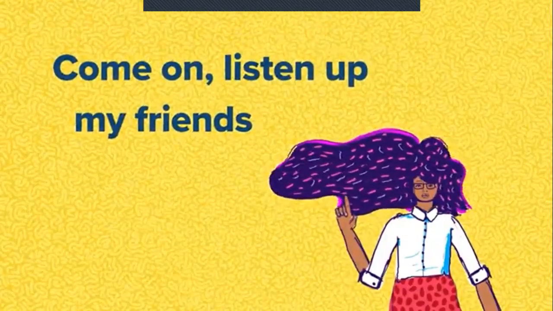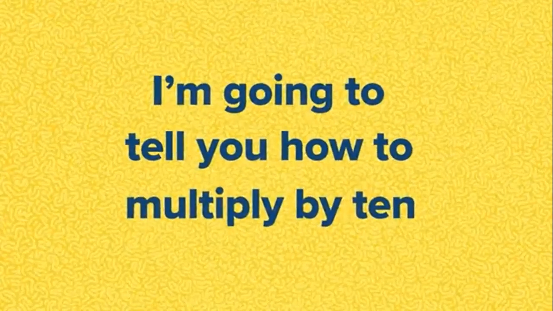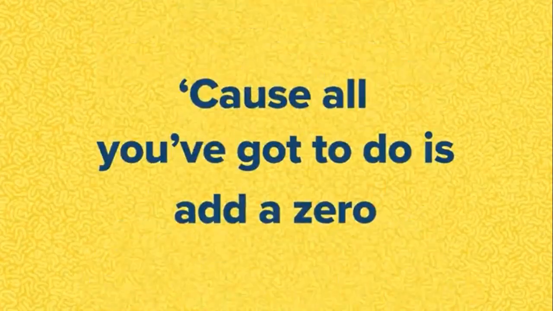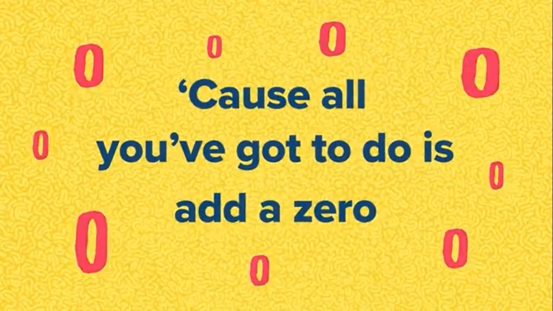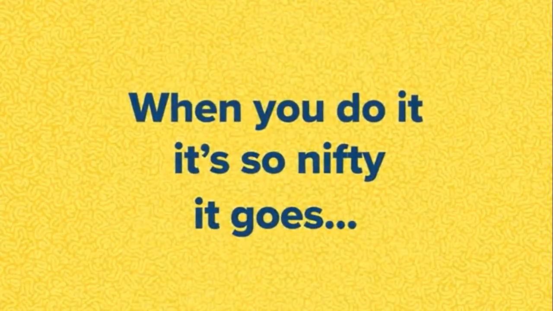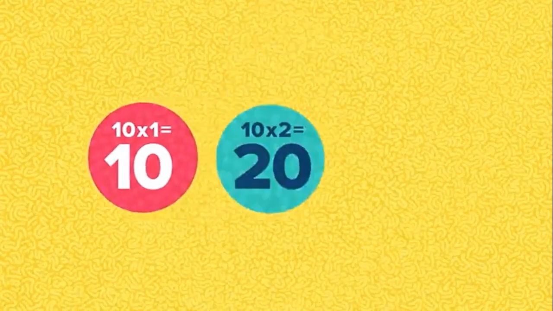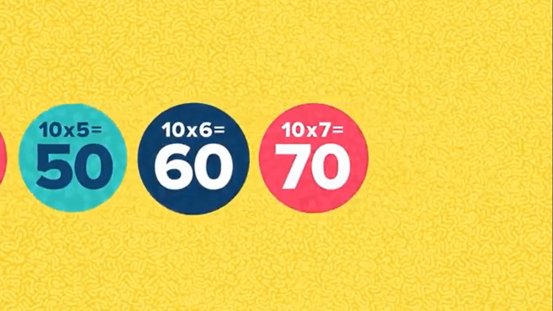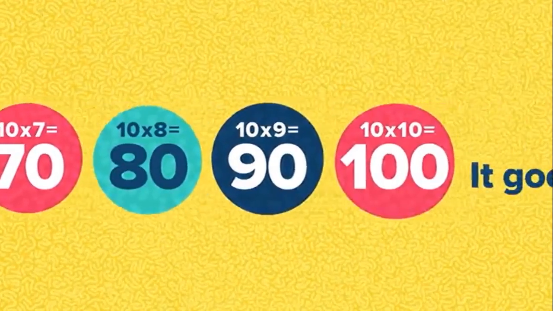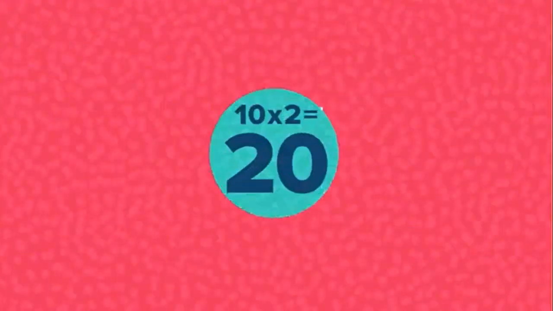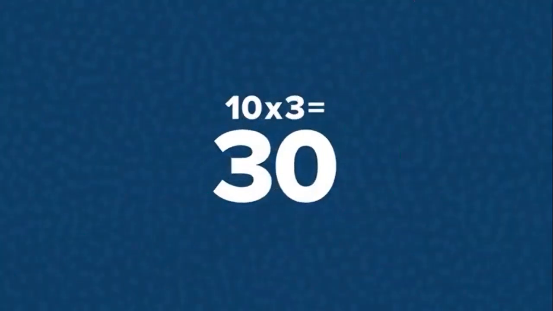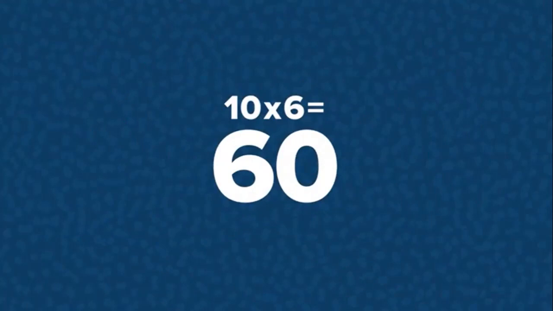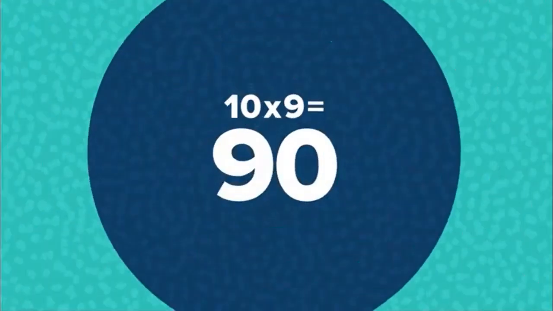Listen up, my friends. I'ma tell you how to multiply by 10. It's so easy to do that, you'll be a hero. Cause all you gotta do is add a zero. When you do it, it's so nifty. It goes 10, 20, 30, 40, 50. Yeah, I got it running. 60, 70, 80, 90, 100.